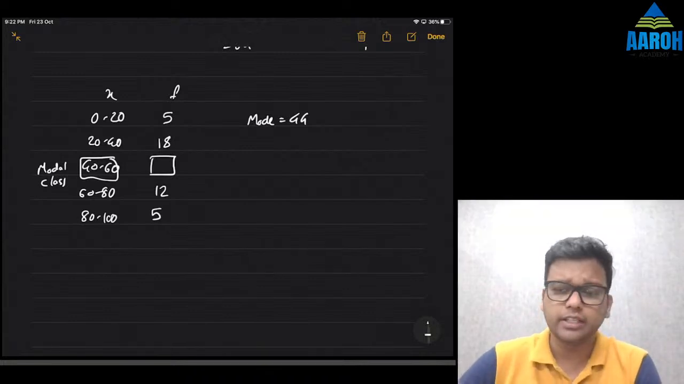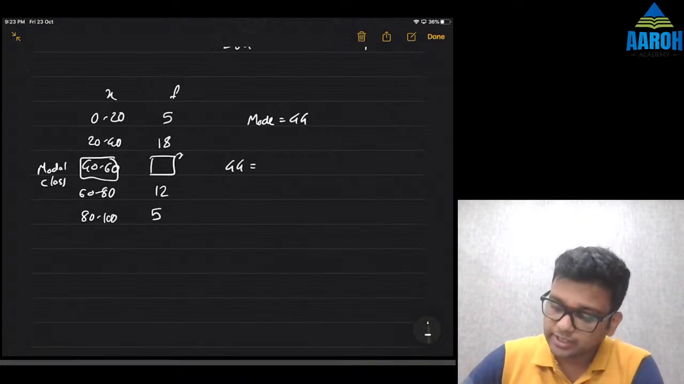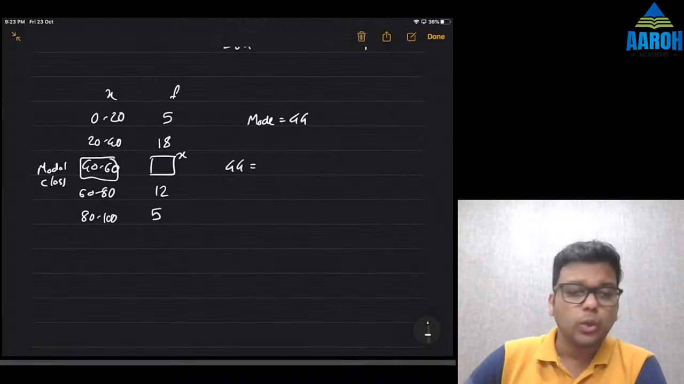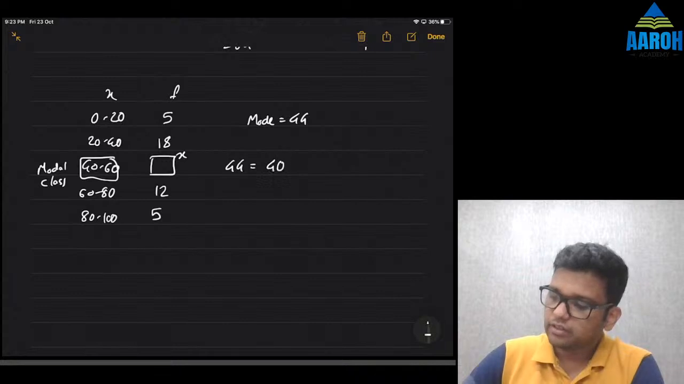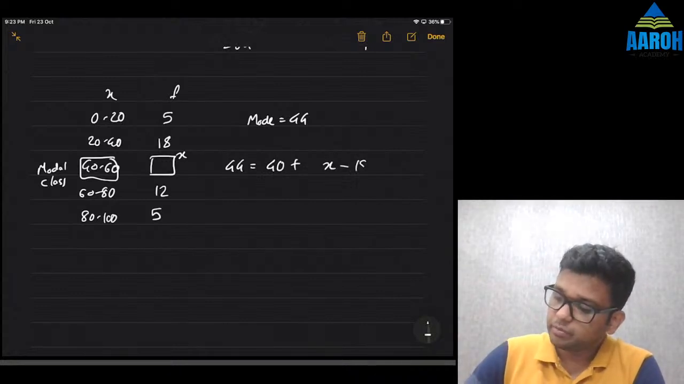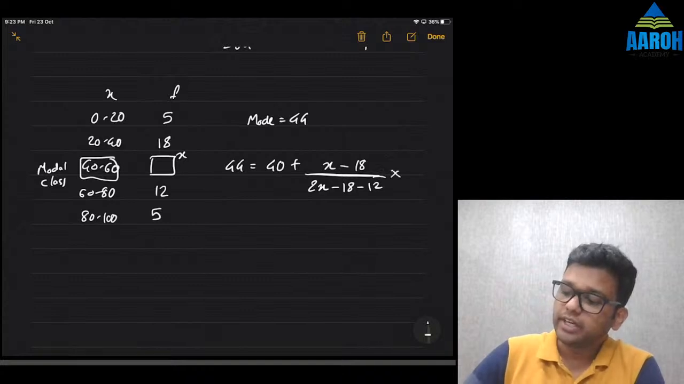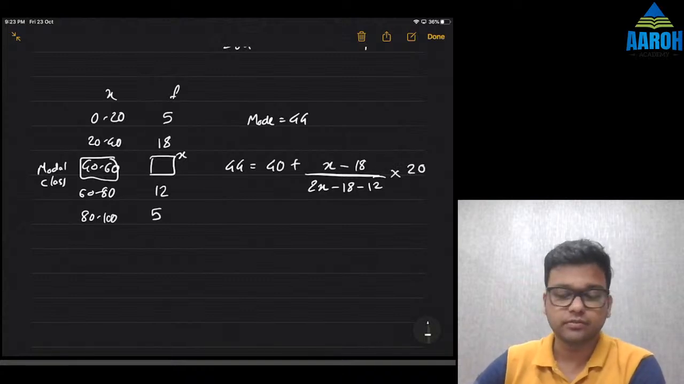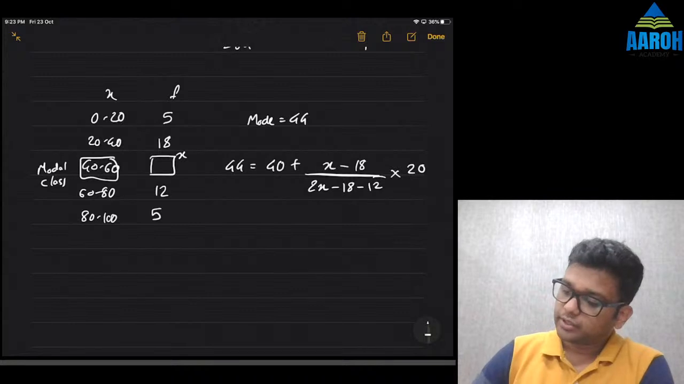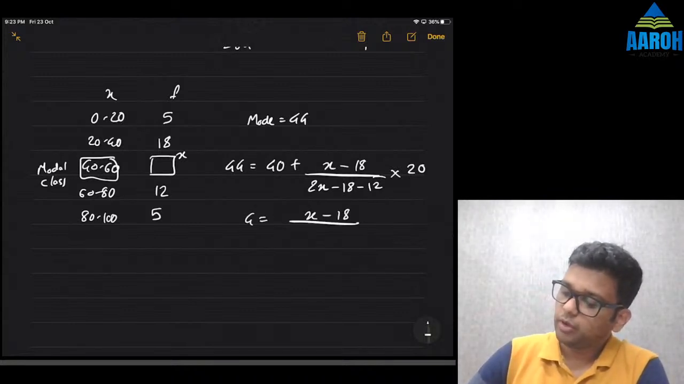If that is the modal class, then let's use formula of mode. What is formula of mode? Let's assume this is x. It is lower class boundary of modal class, so 40 plus frequency of modal class minus frequency of previous class upon 2 into frequency of modal class minus frequency of previous class minus frequency of next class multiplied by class length. So that is going to be 4 is equal to x minus 18 upon 2x minus 30 into 20.